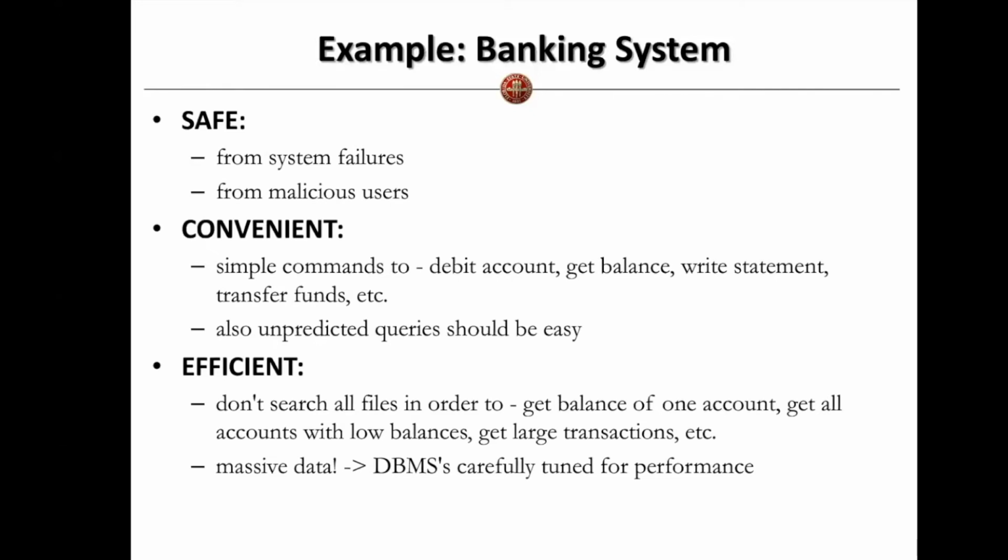Besides these regular transactions, the system also needs to provide services for unpredicted queries. In addition, the system should also be very efficient to use. In other words, when we search for some of the accounts, for example, we don't need to search all the files in the system to get the balance of one account. And we can also get all the accounts of no balance and find a large transaction as well. We can do this very efficiently. It is important because the banking system can be massive in terms of data. And we need to tune the DBMS very carefully so as to improve the performance of the system in terms of efficiency.